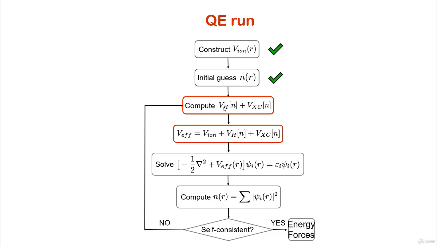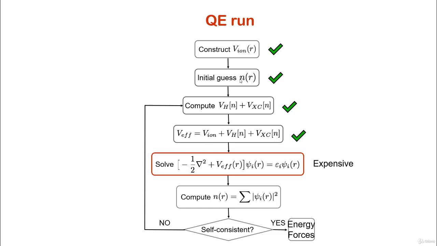This potential is called self-consistent field potential, and in this flowchart it is the summation of Hartree potential and exchange correlation potential. The summation of nucleus or ion potential with self-consistent field potential is named effective potential. After the definition of potential, the Schrödinger equation should be solved. You can see the Schrödinger equation here.